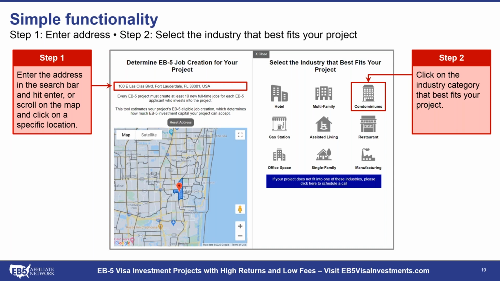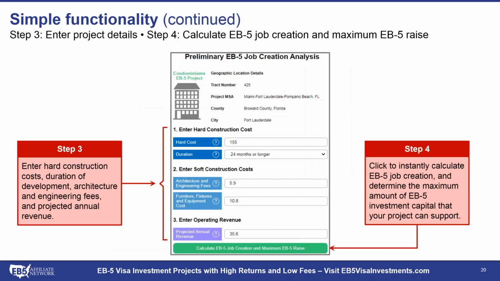And so this calculator is a great way to get a directionally correct answer on how many jobs roughly my project is going to create. Okay, so let's say for this project, we've decided that we're doing a condominium project and it's in Fort Lauderdale, Florida. So we put in the address, we selected condominium, and then now we're going to enter in the cost and revenue numbers for the project, right?